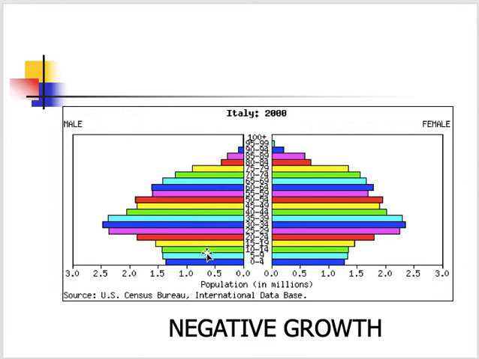And here's one, Italy, where you can see there's way fewer young people than there are 20 and up, which means they are not going to be replacing the population as they get older and eventually die. So this population is experiencing negative growth.